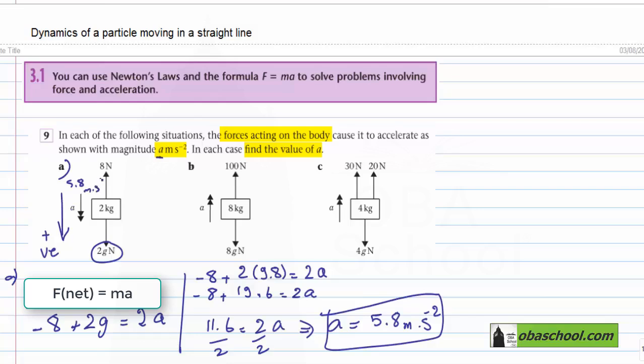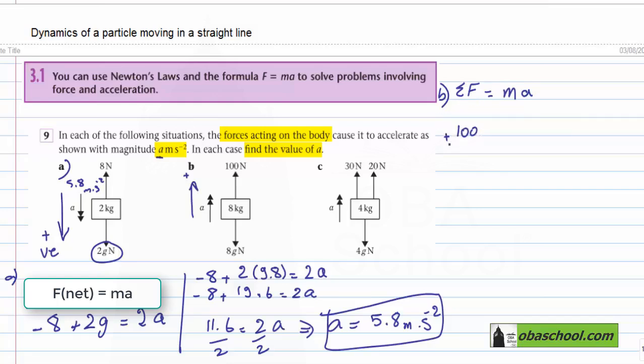Next is part B. The mass of the object is 8 kilograms, with 100 newtons applied upwards, and the weight 8g is applied downwards for sure. While acceleration is directed upwards, then the positive direction is upwards. Again, the net applied force along the y-axis with the positive direction upwards is ma. So the forces acting on the object along the y-axis are 100 newtons upwards and positive.